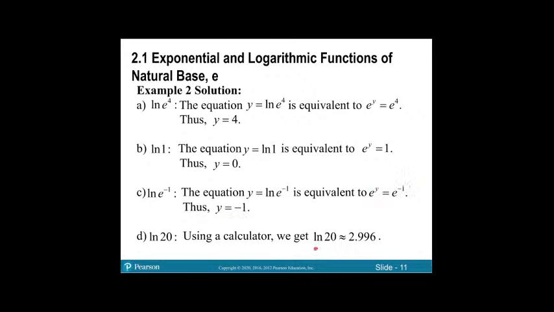Okay. I like the way they did it. I know the way they did was a lot more concrete. So yeah, they use the technique of rewriting the logs as exponentials and then solving the resulting exponential equation, or they just use the calculator.